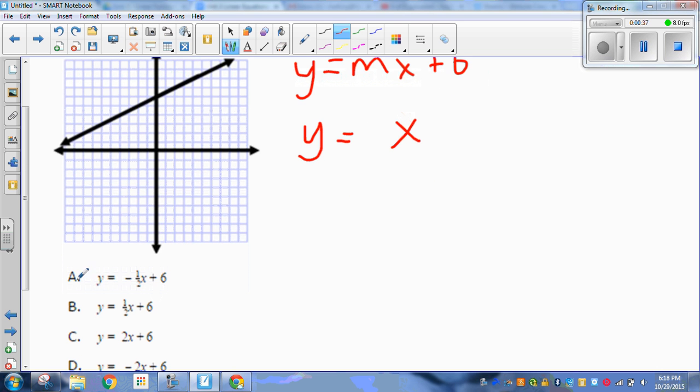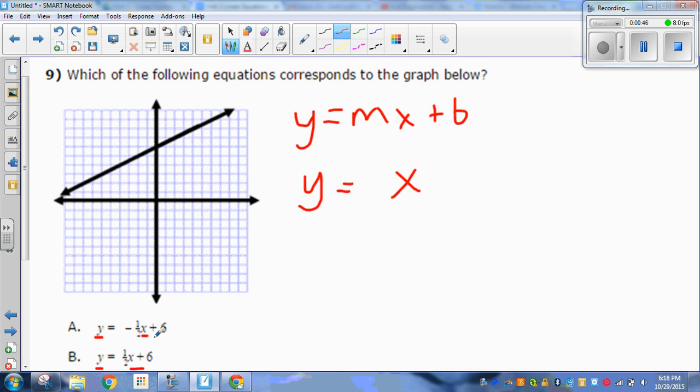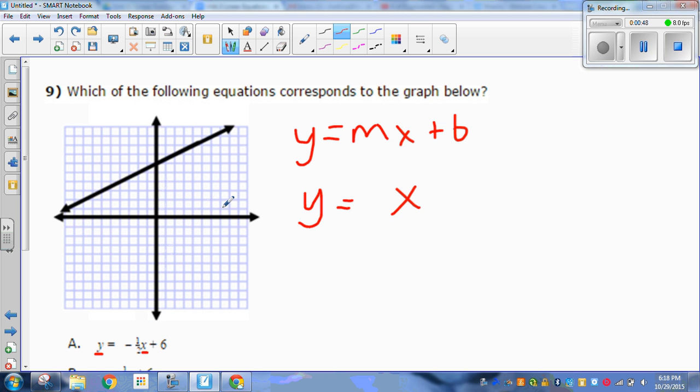All those equations below have y and x, right? Y equals x, y equals x, y equals x. It's just those numbers beside and behind x. We have to figure out what they are. So let's just do that. M is my slope, b is my y-intercept. Let's find the y-intercept. That's really easy.